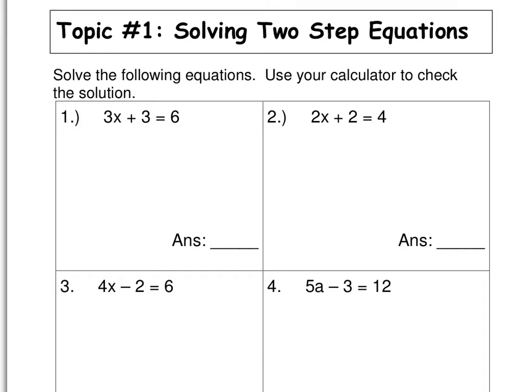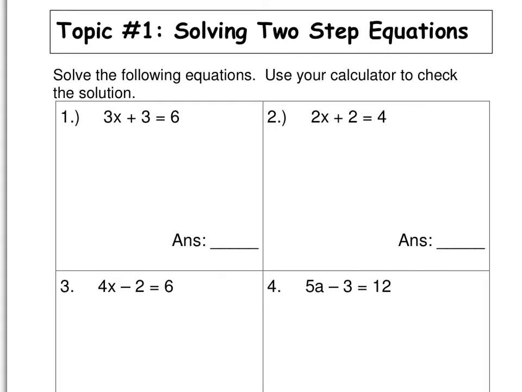And we're going to use the same method that we did before, but now instead of one step to solve the equation, there's two steps. So what we're going to do is use inverse operations, opposite operations, to isolate the variable and get it alone on one side of the equation. So write down the first example, which is 3x plus 3 equals 6.